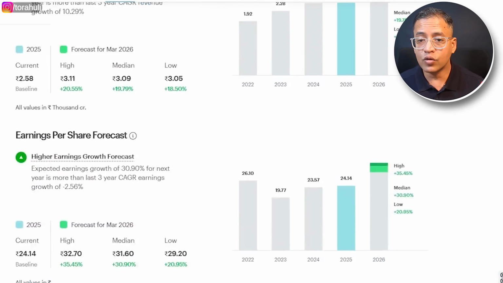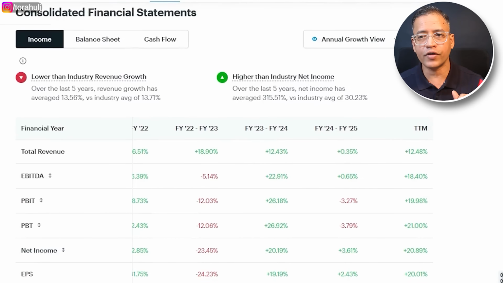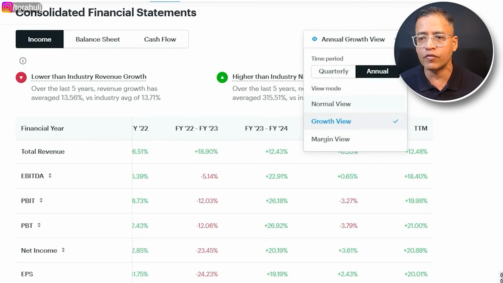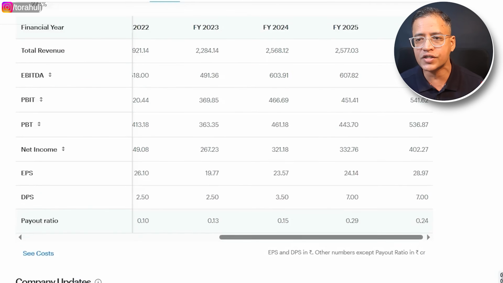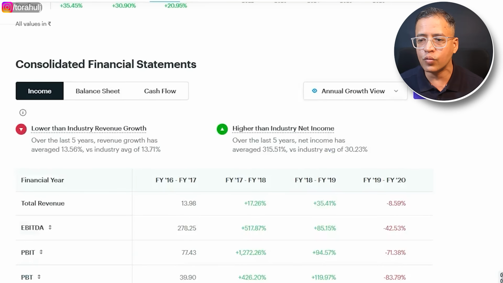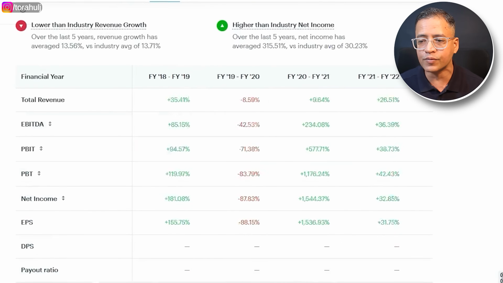More importantly, then you come down to the financial statements of a company. Here, what you need to do is again look at the annual growth view. I try to look at the growth view rather than the normal view, because normal view will tell you the absolute numbers. But if you look at the annual growth view, what it will tell you is the growth rate in terms of the percentage.